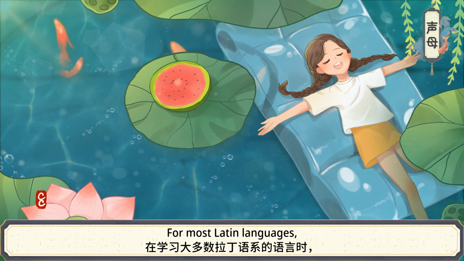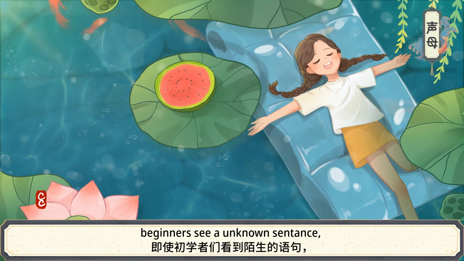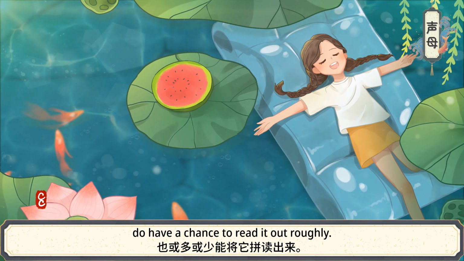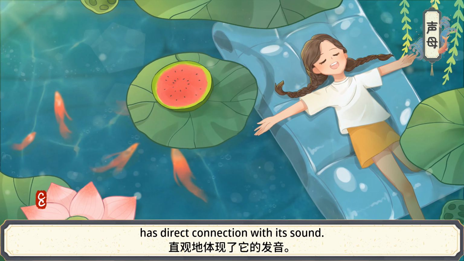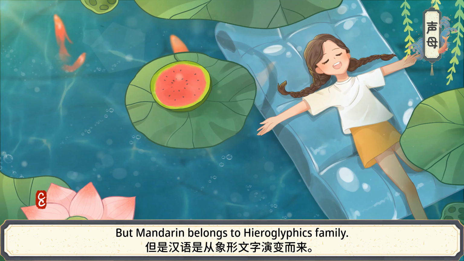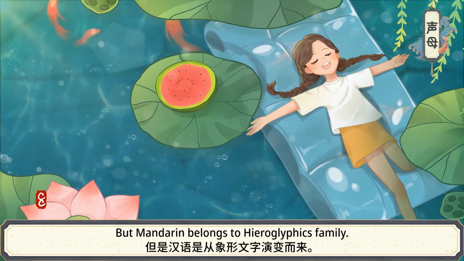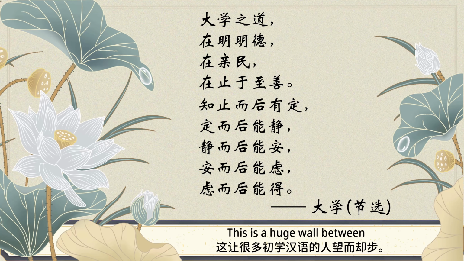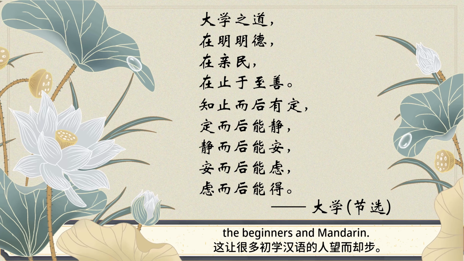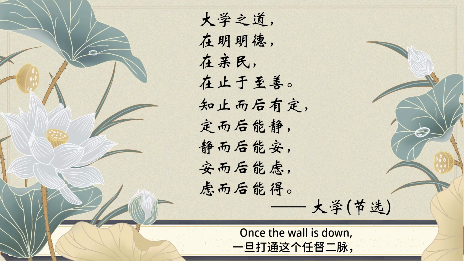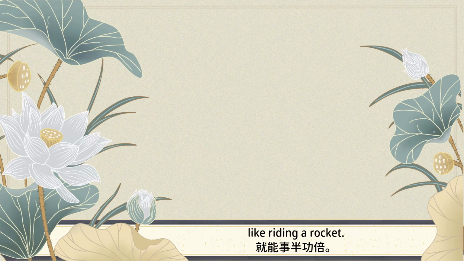For most Latin languages, beginners seeing an unknown sentence do have a chance to read it out roughly, because the appearance of Latin words has a direct connection with its sound. But Mandarin belongs to the hieroglyphic family. The character has a much stronger connection to its meaning rather than the sound. This is a huge wall between beginners and Mandarin. Pinyin can break down the wall. Once the wall is down, your learning speed could be like riding a rocket.